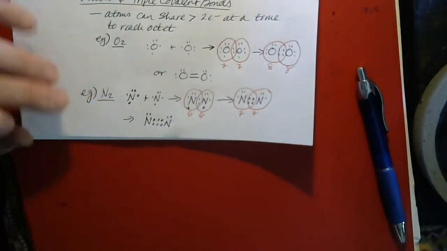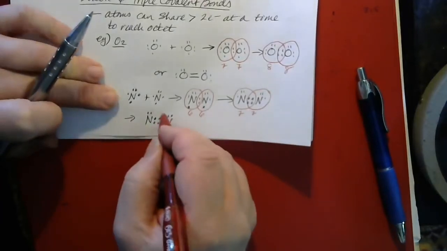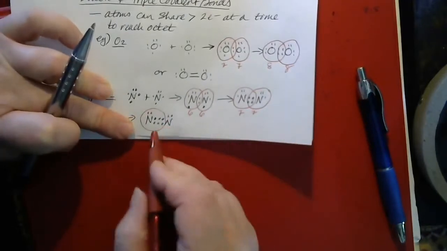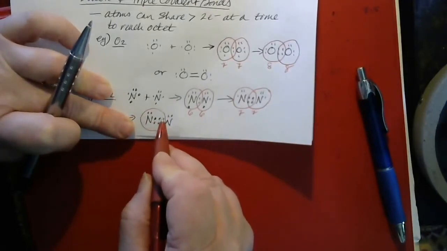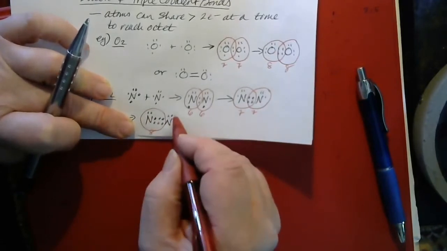The nitrogens are sharing 3 pairs of electrons. That is a triple bond. When you total up the electrons on the left-hand nitrogen, you get 1, 2, 3, 4, 5, 6, 7, 8. Now we've got an octet.